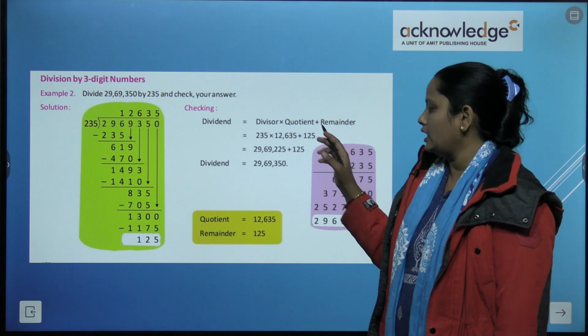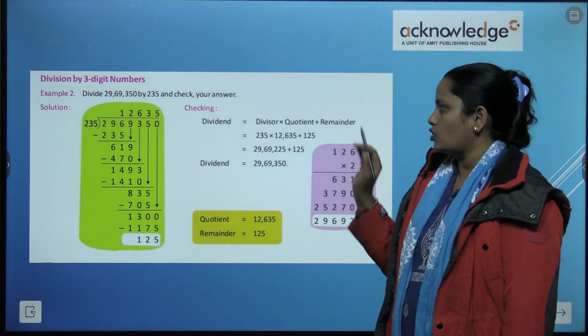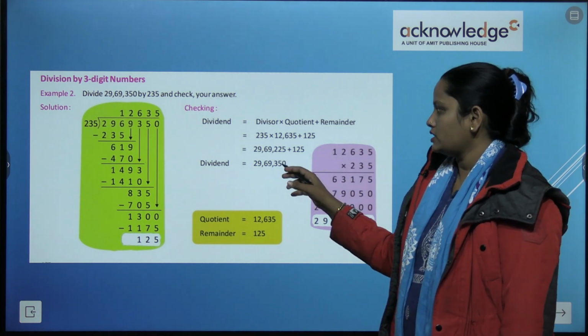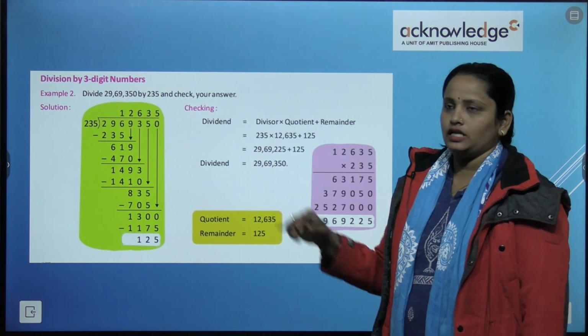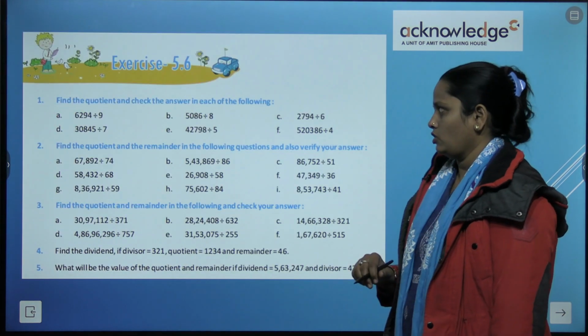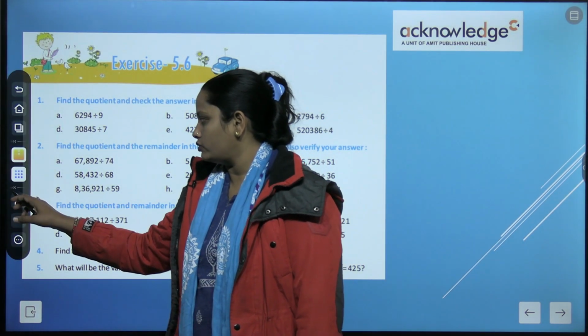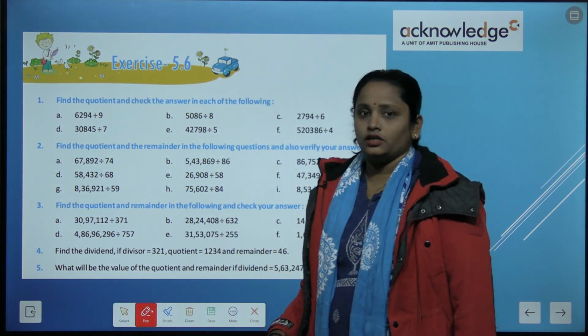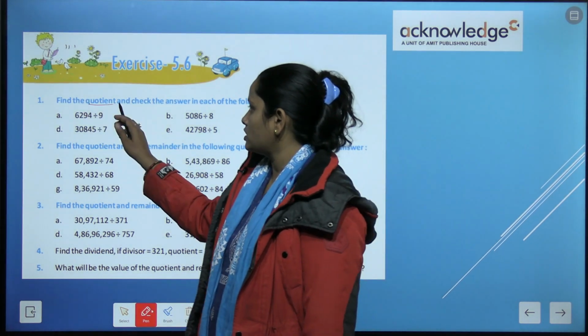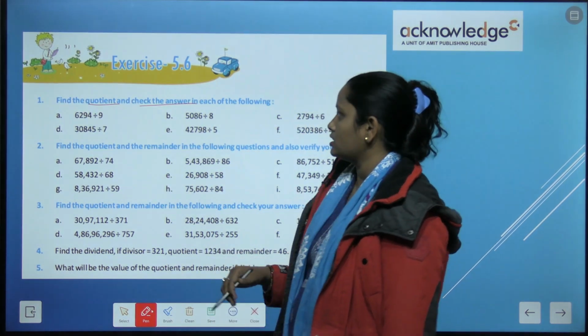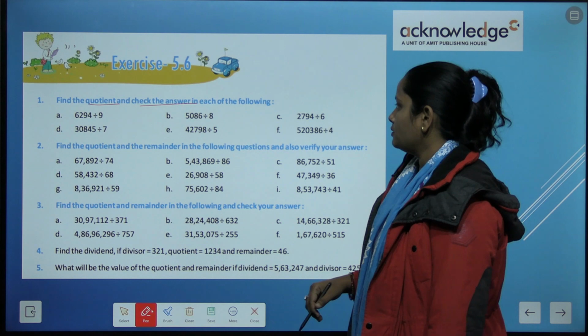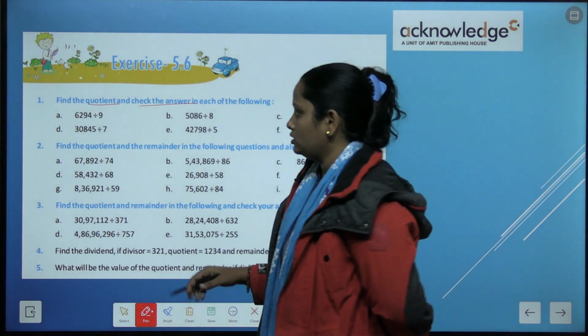अब हमें चेक करना है तो हम इन सारी वैल्यूज को इन जगहों पे लगा देंगे एंड वी गेट दिस सेम नंबर एज आ डिविडेंड. सो दिस इज आल्सो करेक्ट. Now let's move on to exercise number 5.6. So children, here the first question is find the quotient and check the answer in each of the following. So I'll be doing 2, rest you have to do on your own.